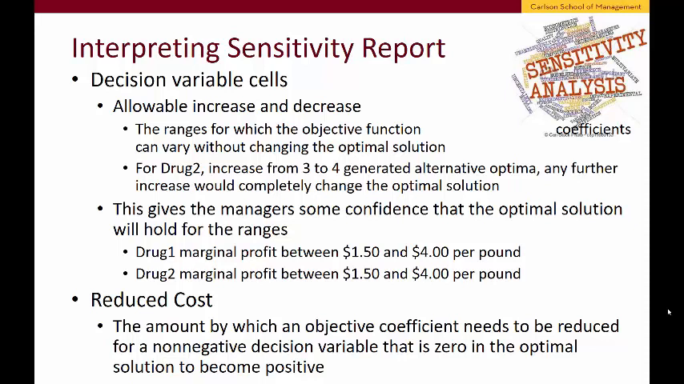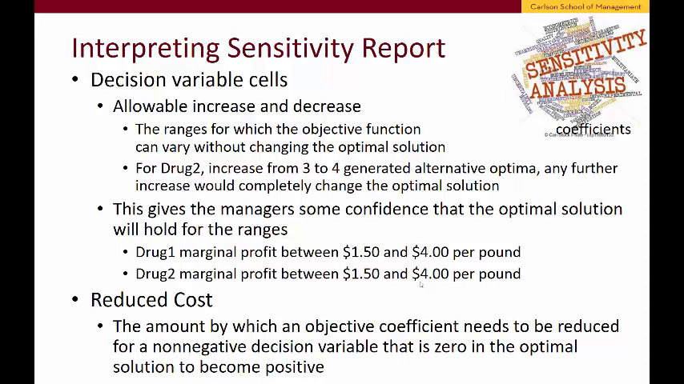So for example, if we either drop drug 1 profit from $2 to 1.5, or increase it by $2 to 4, of course the profit will change, but the optimal solution 1.2, 2.4 will stay the same. Same thing here. If we decrease the drug 2 marginal profit, which is currently at $3, by $1.50 to 1.50, or we increase it by $1 to 4, the same effect will take place, which is that the profit will change, but the optimal solution 1.2, 2.4 will stay the same.